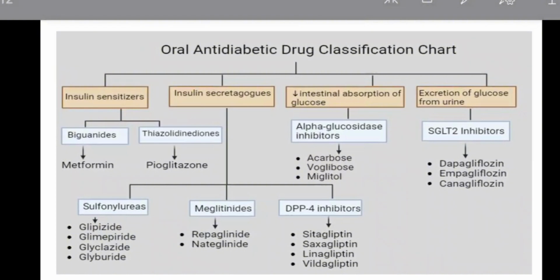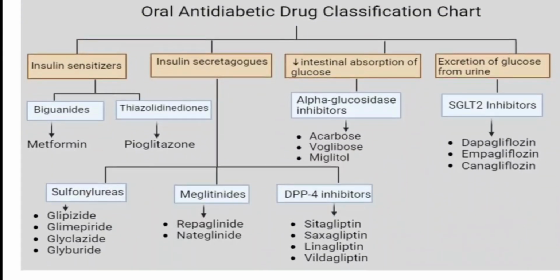So when we talk about oral anti-diabetic drug classification, we've got insulin sensitizers, insulin secretagogues, drugs that reduce the intestinal absorption of glucose, and drugs that increase the excretion of glucose from urine. The purpose of all these classes is to reduce the levels of blood glucose in the body. Insulin sensitizers include biguanides, which is metformin, a very common drug, and thiazolidinediones.